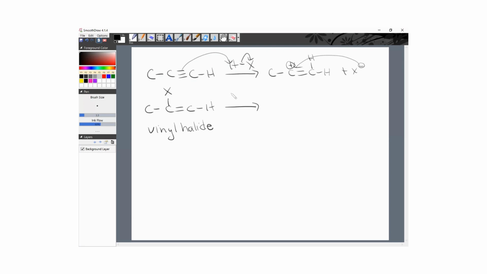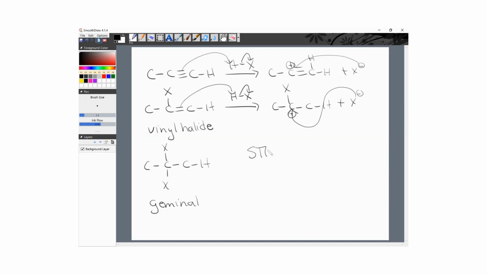But unless you stop it somehow, which is very hard, it's going to continue again. Oh, look, it's the same one. And you're going to end up with a geminal dihalide, a geminal dihalide. All right. Can you stop it?